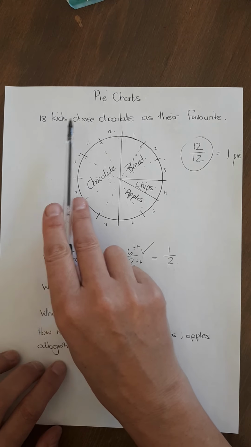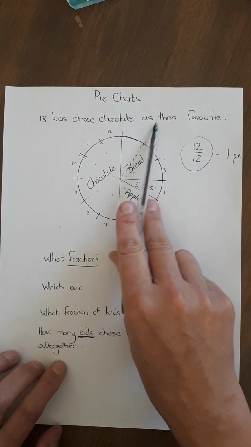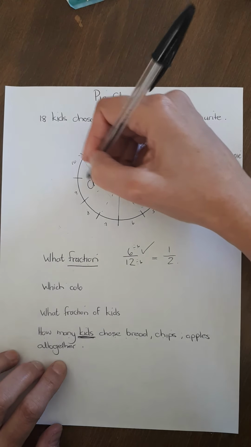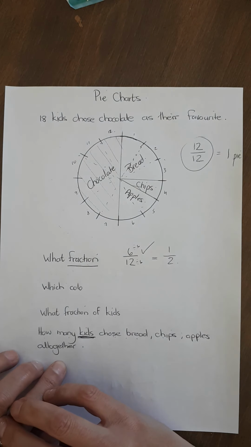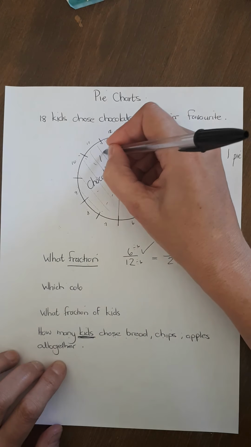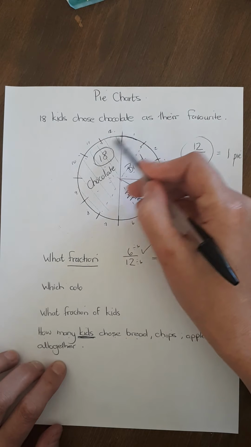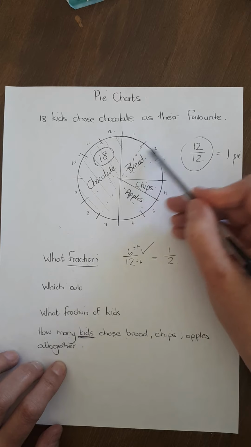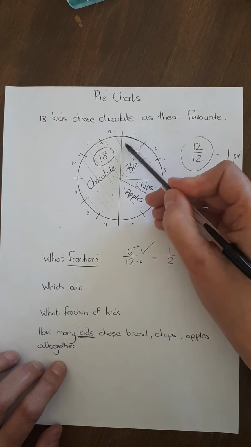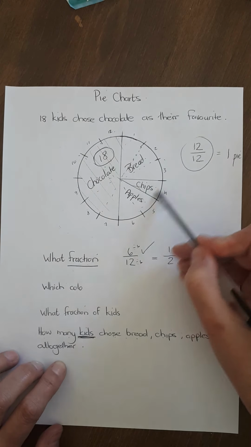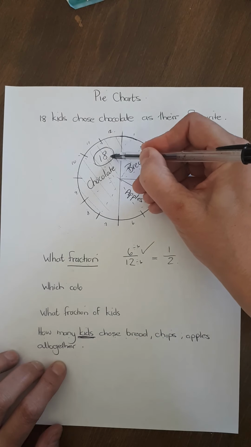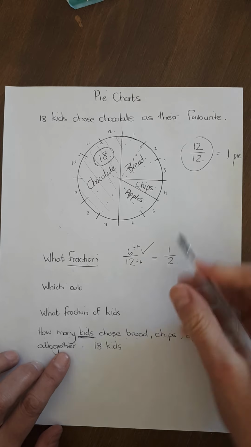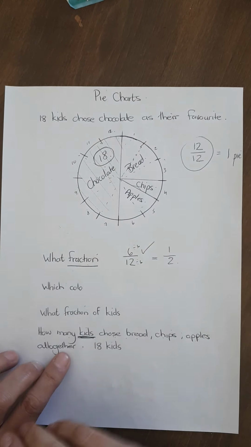18 kids chose chocolate as their favorite. So this part, which constitutes 50% of my pie chart, equals 18 kids. 18 of them liked chocolate. So how many of them liked bread plus chips plus apples? Do you see that that is also 50%? So that will be exactly the same as that. Altogether, 18 kids chose bread and chips and apples.